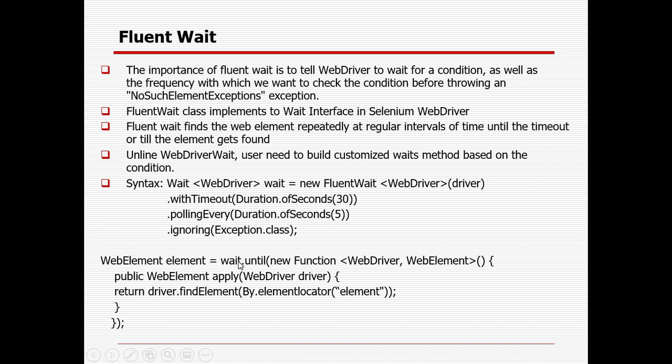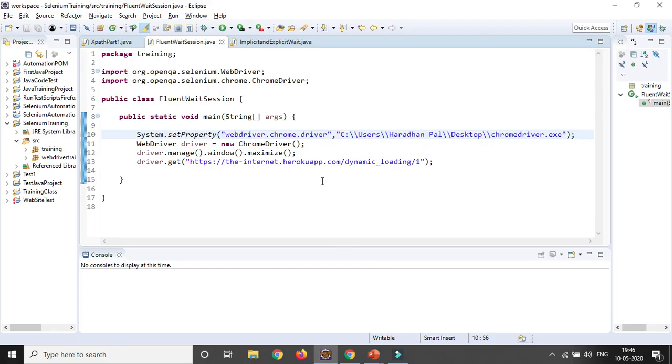Then using that instance, you can use the until method. You can create your new custom function, where the output will be your web element, and you need to use the apply method that is already available, and you need to return the element. So that is the syntax for Fluent wait. I will create a simple script for Fluent wait.